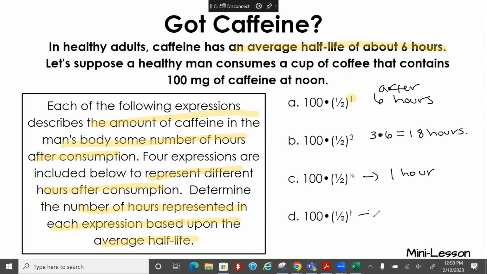And then this last one is a little weird. So 100 times 1/2 raised to the t. What is that asking for there? T represents what? Time, or just like we were talking about earlier, the number of half-lives. Yeah, so t is going to represent the number of half-lives.